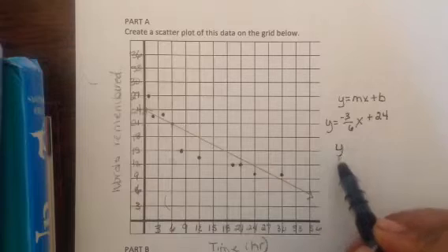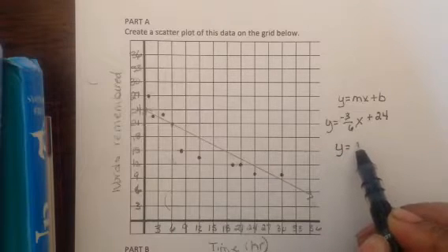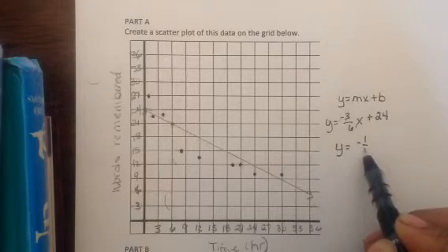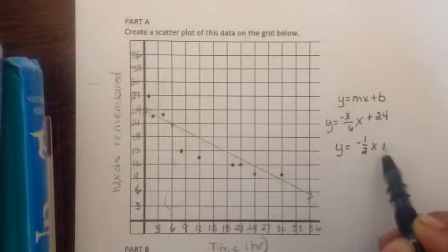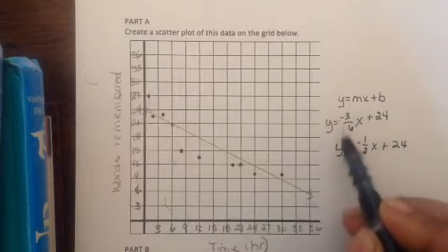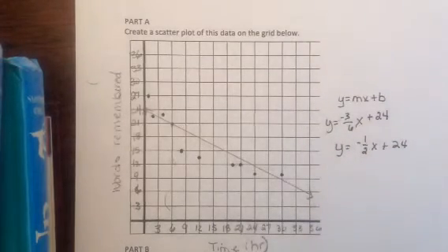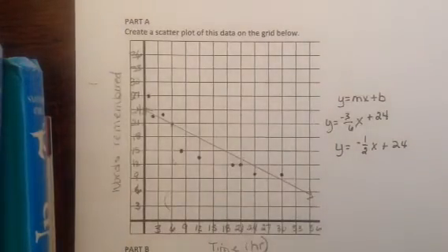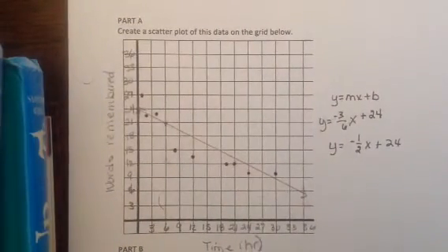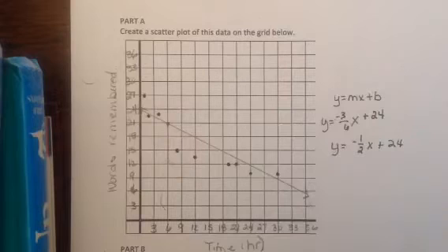So my line of best fit is y equals negative 1/2 x plus 24. All I did was simplify that fraction. All right, so I'm going to leave the graph up while we answer some of the questions below.